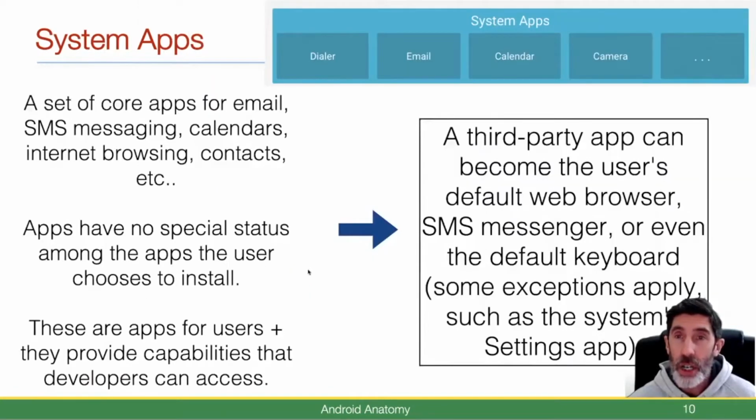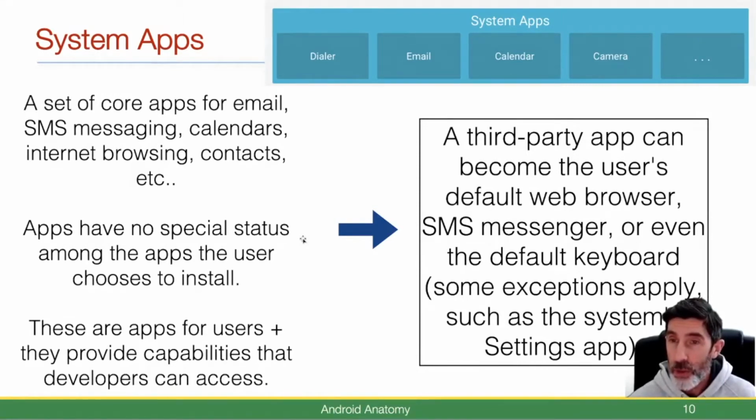We also then have, at the top of the layer, the system apps, and these are basically the apps that the user uses. Okay, so we have a set of core apps for email, SMS messaging, calendars, internet browsing, contacts, etc. We refer to those as our native apps. Okay, these apps have no special status among the apps the user chooses to install. So whether it's a third-party app, whether it's a built-in native core app, the operating system doesn't differentiate between them. Okay, these are apps for users, and they provide capabilities that the developers can access.